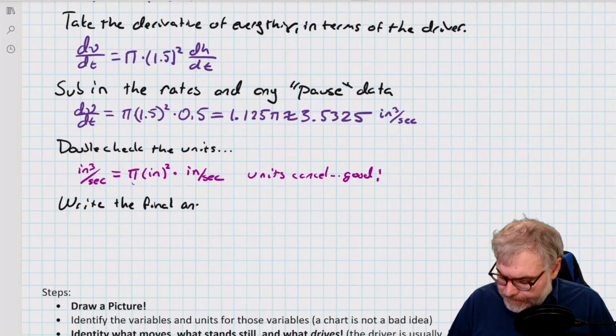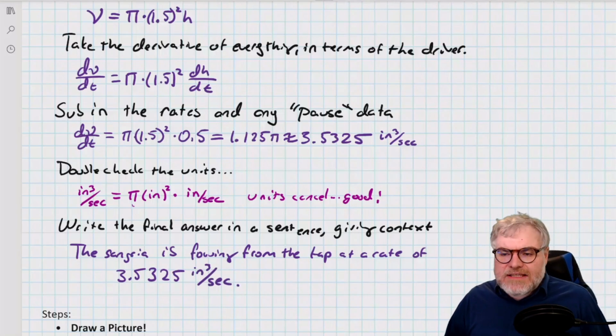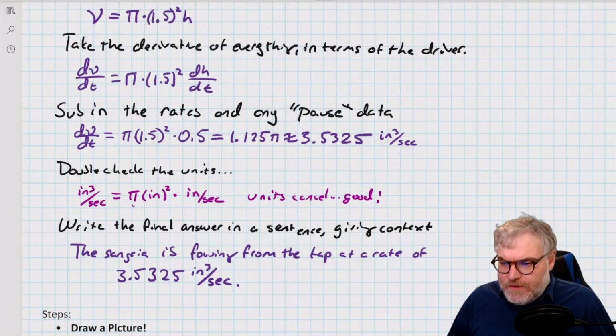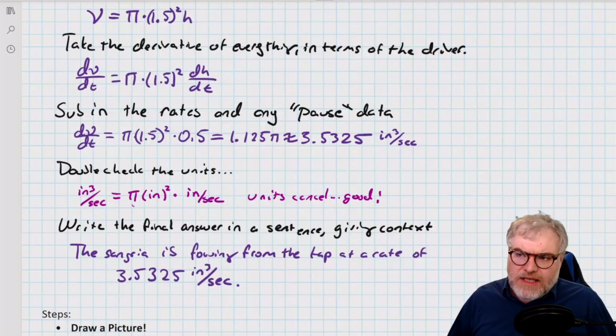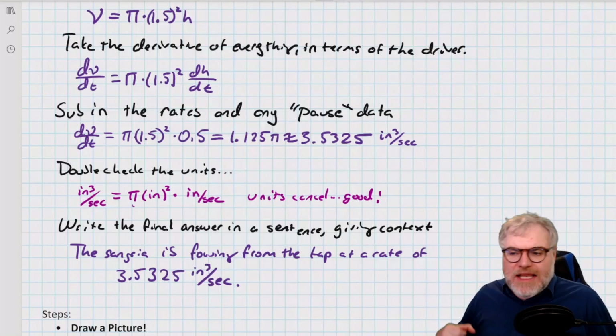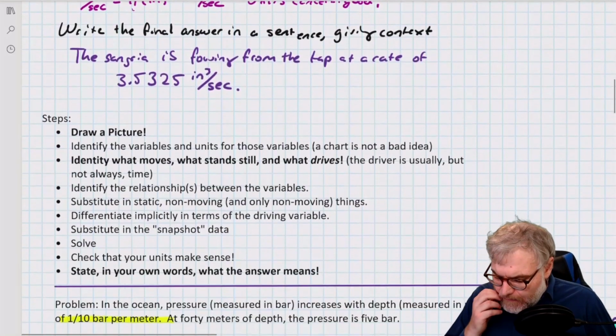I said the sangria is flowing from the tap at a rate of 3.5325 inches cubed per second. So what I have done is I've imposed an interpretation. I've said what I mean for it to say, right? This is my problem. This is my solution, and I'm telling you what I mean by that solution. Okay, so this was what happened here.